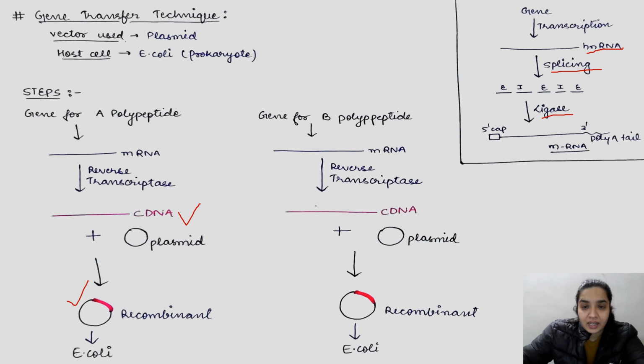And this mRNA is used here. Why? Because our host here is a prokaryote, and the process of splicing and ligation requires enzymes which are only present in eukaryotes. The host cell used here is E. coli, which is a prokaryotic cell, and E. coli does not have any enzyme for splicing and ligation. Thus, to minimize this error, cDNA was taken and introduced into E. coli. A and B genes were introduced into different E. coli.